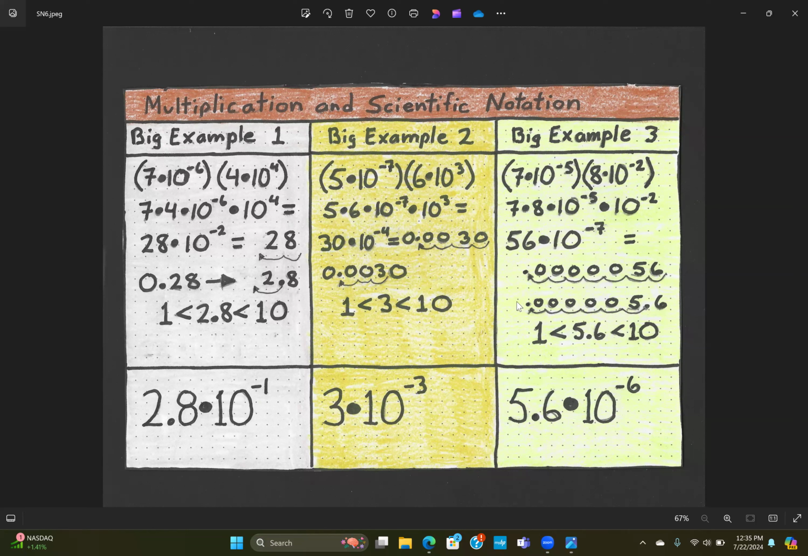The reason why we're moving it 7 places to the left is because this 10 is raised to the negative seventh power. However, when we move it back over here, because we have to make 56 a number that is between 1 and 10, 5.6 is that number. And when we do that, we end up moving it back 1, 2, 3, 4, 5, 6. And so now what we have right here is 5.6 times 10 raised to the negative 6 power.